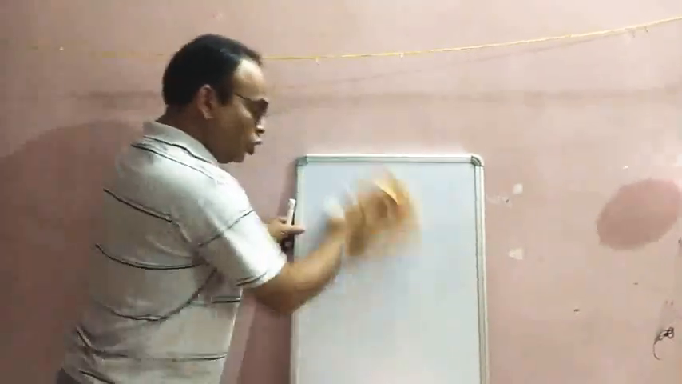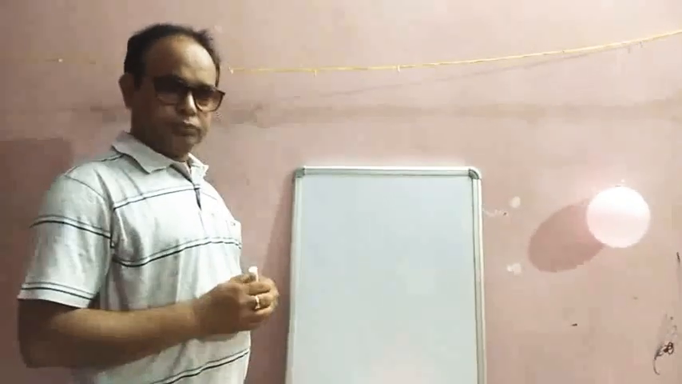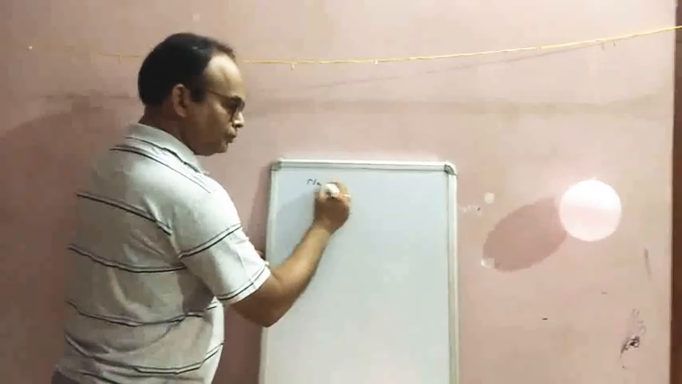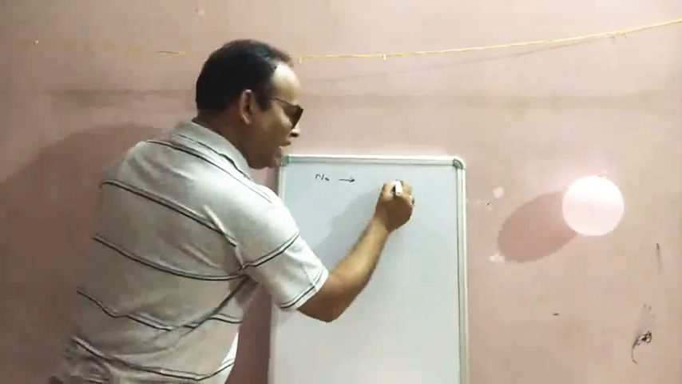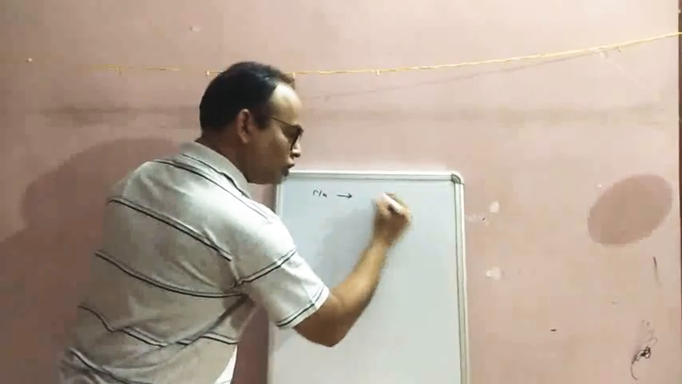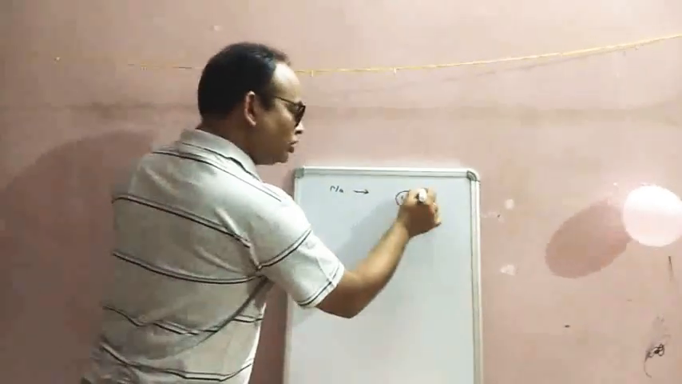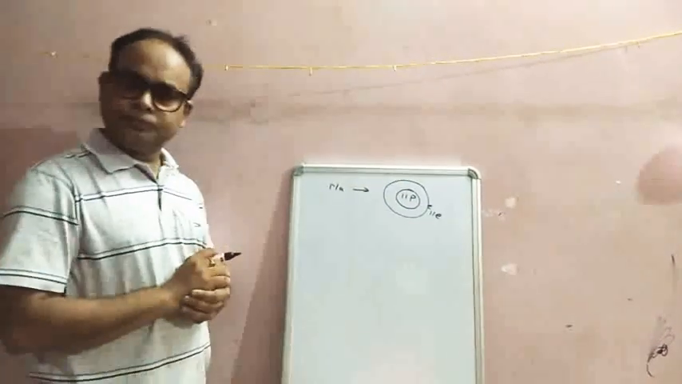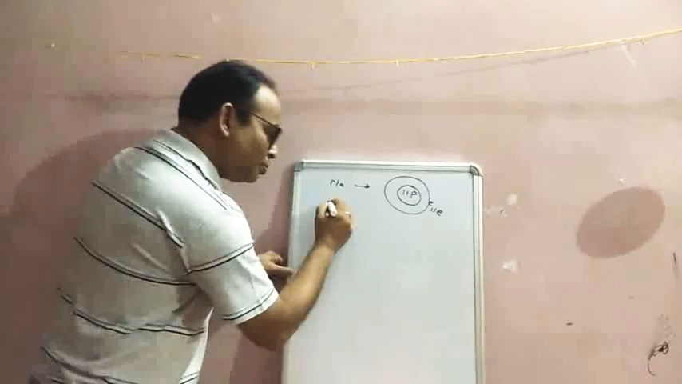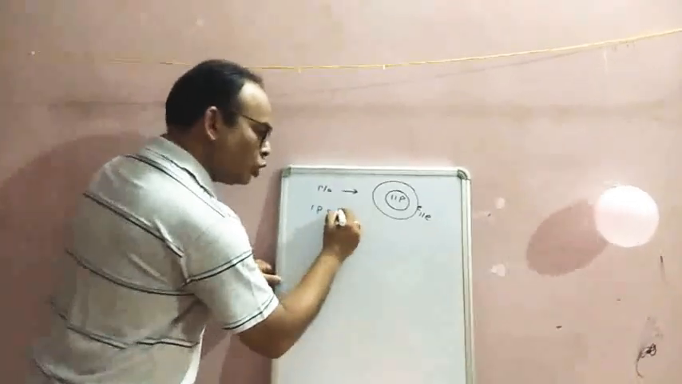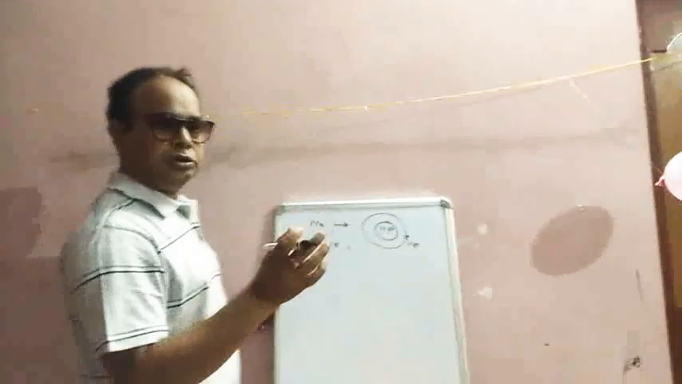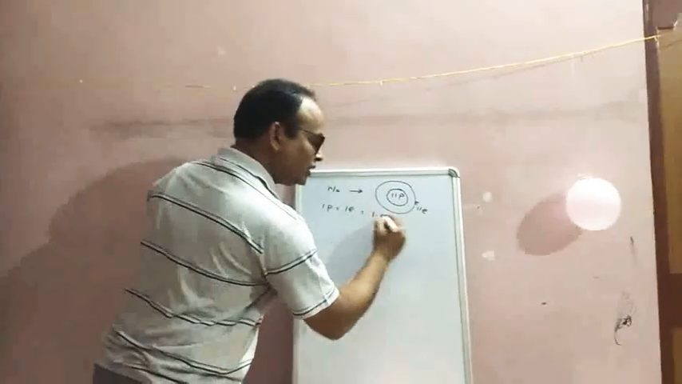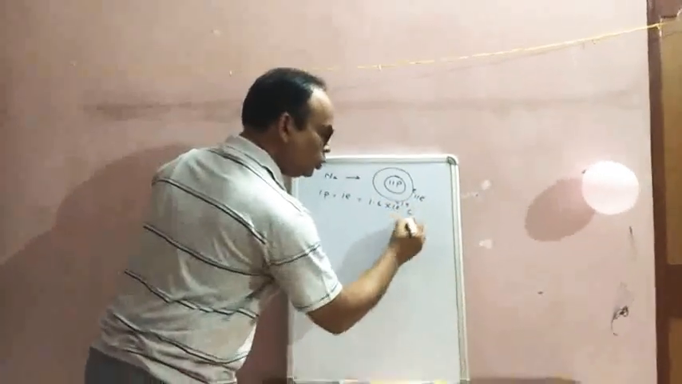Now, what is a charged body? For example, let us consider a sodium atom. We know that in the nucleus 11 protons are present, and outside the nucleus 11 electrons are present. And the charge of a proton, which is also the charge of an electron but opposite in nature, is 1.6 into 10 to the power minus 19 coulomb approximately.